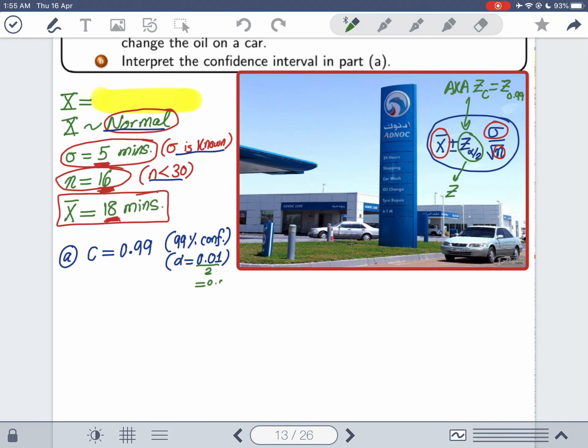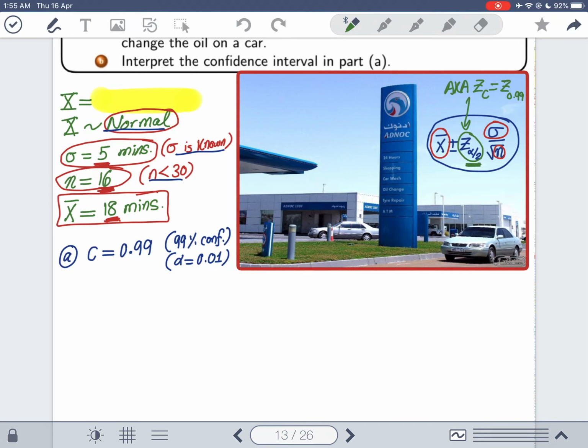You'll get 0.005, and you can write it as z sub this. But it's okay, we can use one of them. Remember that z sub alpha over 2 and z sub c are used interchangeably, so we can use any of them in any question. Sometimes I use z sub alpha over 2 and sometimes z sub c. Now we know everything.